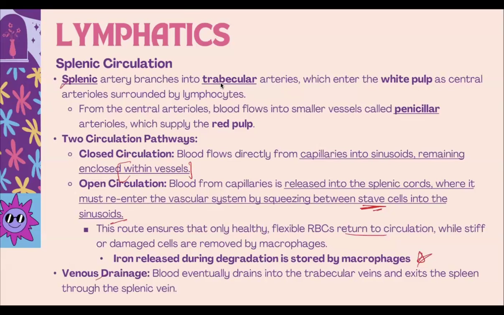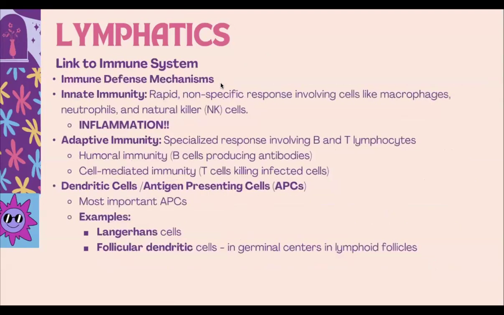Lastly, you have the venous drainage. We talked about arterial, we talked about the pathways inside, and now venous. They drain into the trabecular vein, which matches the trabecular artery, and exit the spleen through the splenic vein, which matches the splenic artery. That is splenic circulation done.